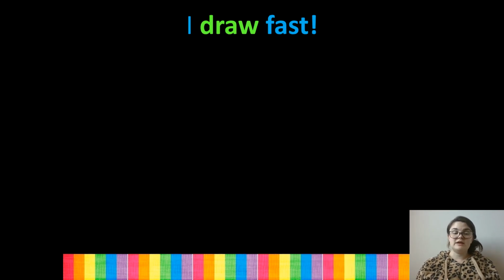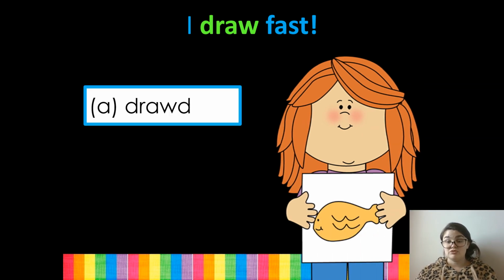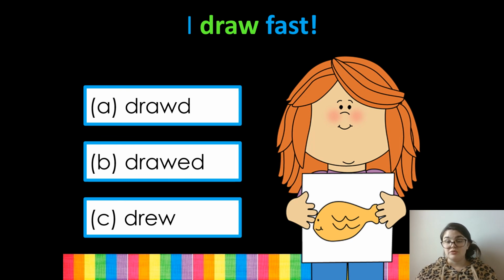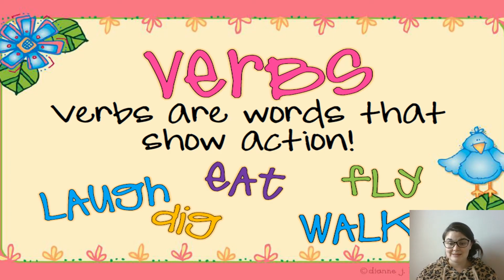Our next word is draw. I draw fast. That's something I'm doing right now in the present. If I were to change this to the past tense, would I write A, drawed, B, drawed, or C, drew? Choose the correct answer. The correct answer is C, drew. I drew fast. That's something I did in the past.